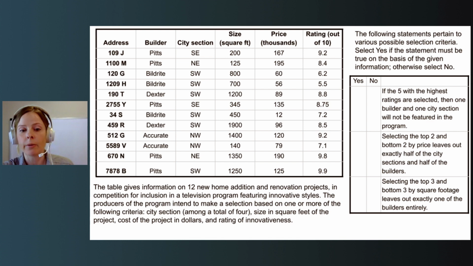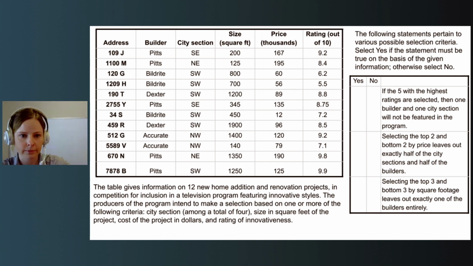So again, here we've got some text, and that's where I'm going to start. I just think it's the easiest way to kind of gain that toehold into the question and understand what this chart is saying. So that text tells us that we've got these 12 new home addition and renovation projects, and these are in competition for inclusion in a reality program. So that is exciting for these particular homes. So in order to determine who's going to be in that project, they are going to choose among these various features. We are also told that there are 4 city sections, so that's good to know, as we go through our question.